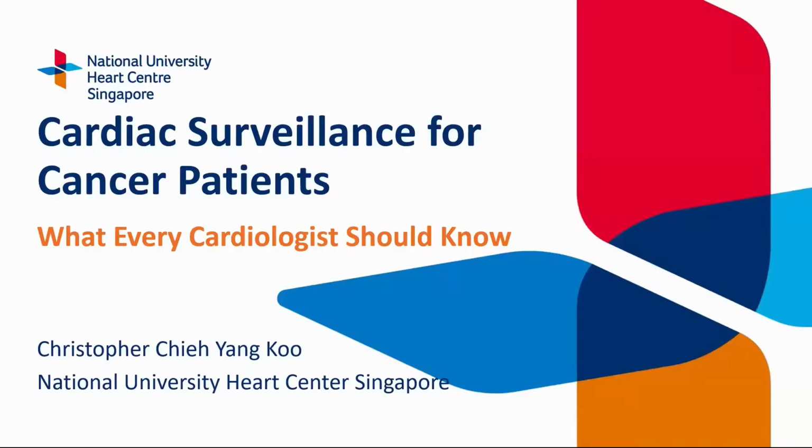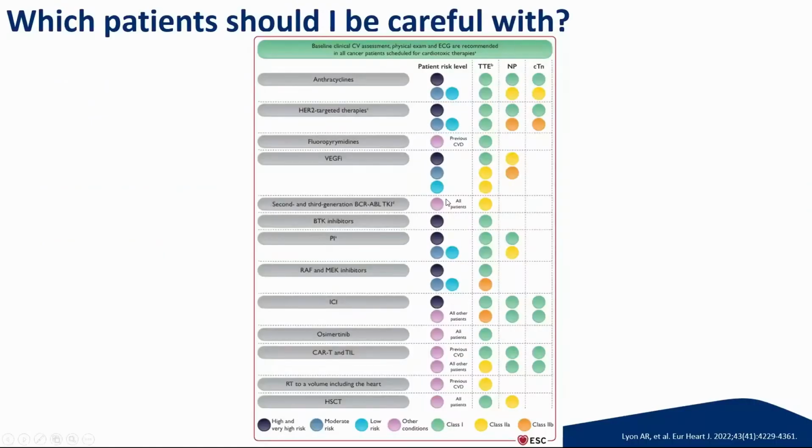Morning, everyone. We're going to dive straight into something very practical in terms of cancer surveillance: cardiac surveillance for cancer patients. I'm Chris and I'm from Singapore. The first question is, which patients should we be careful with? The problem with cardio-oncology is that prior to the guidelines, which were published 2-3 years ago, there were a lot of different consensus papers. To make things easy, I will keep referring to the first and only guideline we have at this point, the ESC 2022, which you can see referenced below.